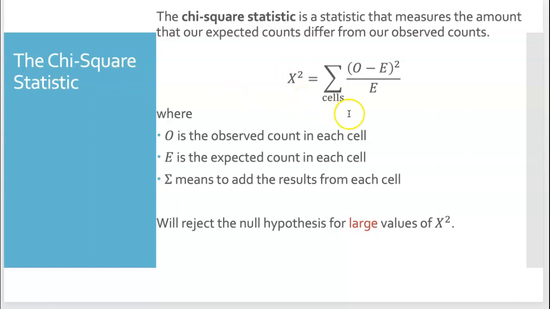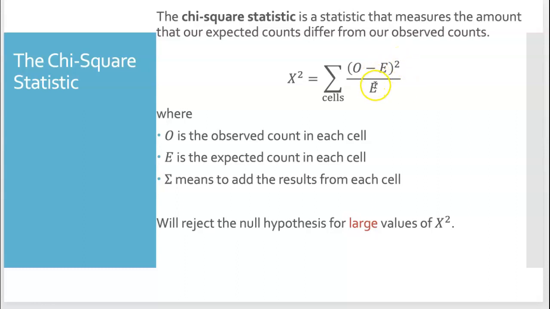And pretty much what it does for each cell, it'll take the difference between the observed and expected, and then it'll square it. And then what we do is we standardize it by the expected value. But we can't just take the difference because it is an average. So the sum could be 0, and that's not what we want, right? We want to measure all the differences. So that's why we square the difference.